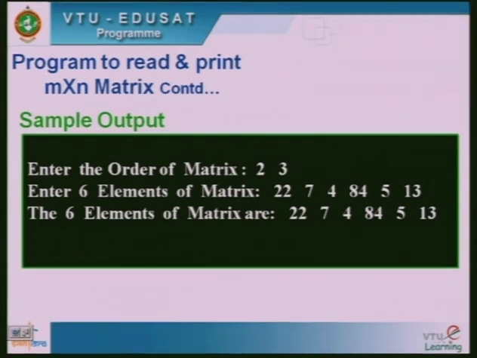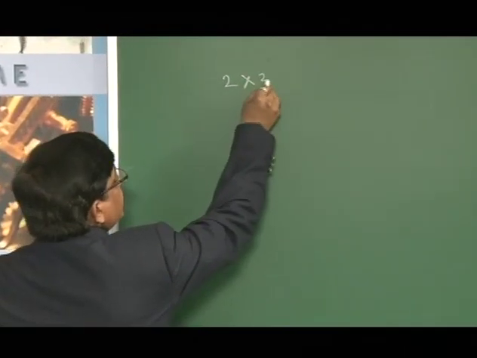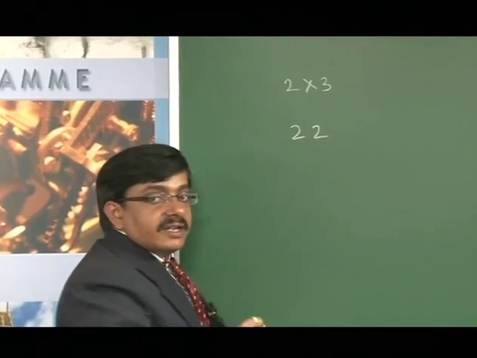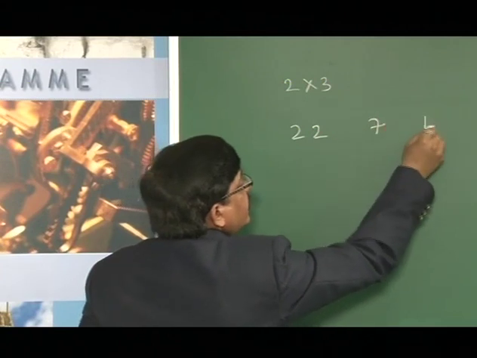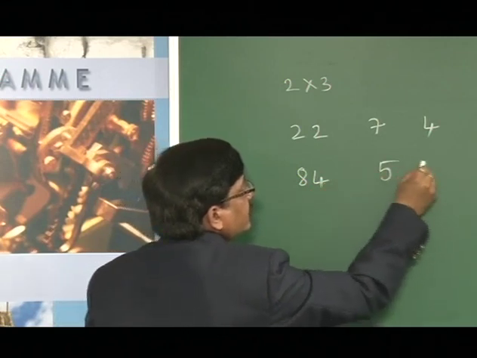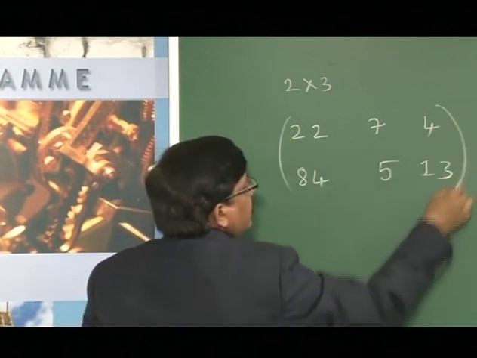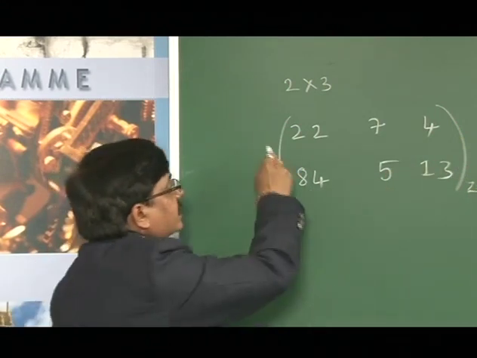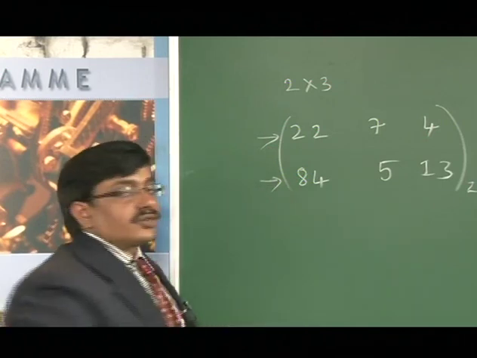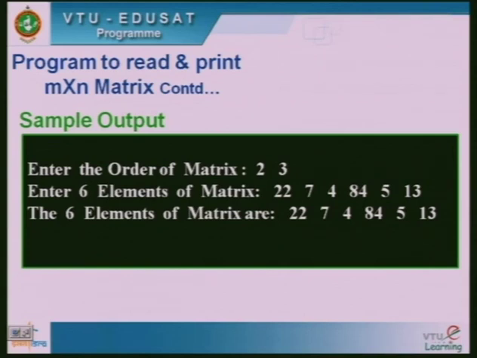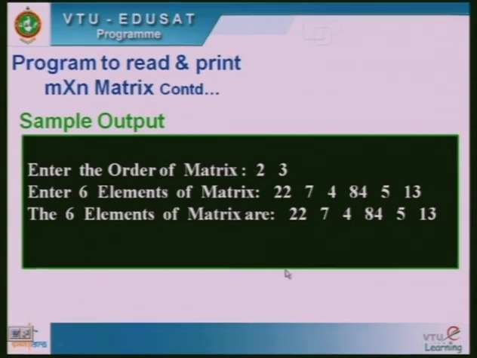So, look at this particular input. Since the order of the matrix is 2 cross 3, we have 2 rows and 3 columns. In the first row we have 22, then we have 7 and 4, and in the next row we have 84, 5 and 13. So, this is the order of the matrix. We have 2 rows and 3 columns. So, here this is the 0th row elements, this is the first row elements. Now, if I am displaying like a normal list of elements, then that cannot be a recommended one, because the matrix should be displayed in the form of a matrix only.